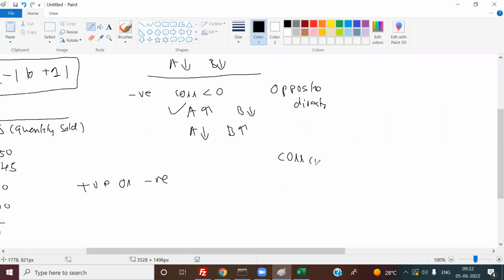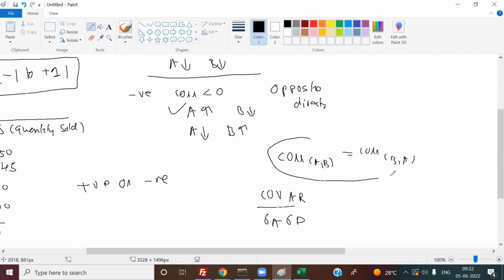So correlation of A comma B is equal to correlation of B comma A, because the formula is the very same. Covariance of AB upon sigma A, sigma B. So whether you say correlation of A comma B or correlation of B comma A, the answer would always be the same.